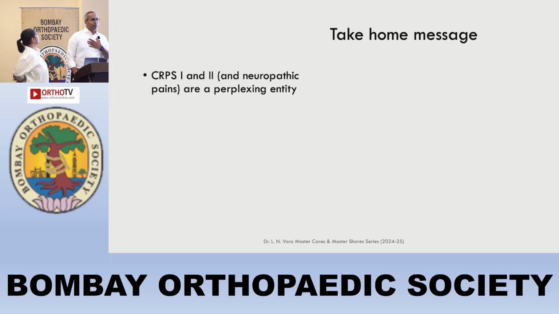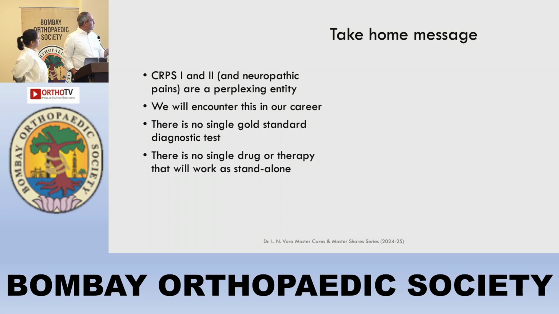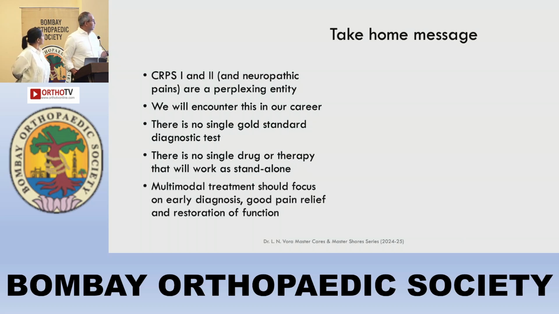So the take-home message that we have at the end of this is that, from the pain point of view, CRPS 1 or 2, where there is nerve injury, they are perplexing. We will encounter this at some point of time. There's no single gold standard diagnostic test. Even today, it's clinical. And there is no single drug or therapy that will work as a standalone. I think it's complex, because you have to address the emotional factors, the physical rehabilitation factors, and multimodal treatment should focus on early diagnosis.